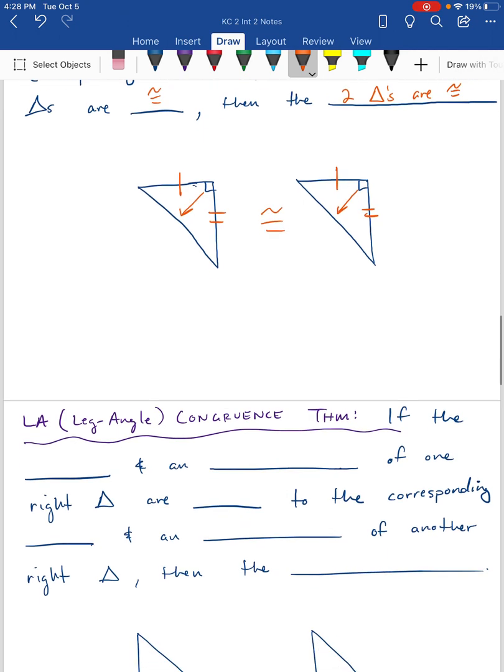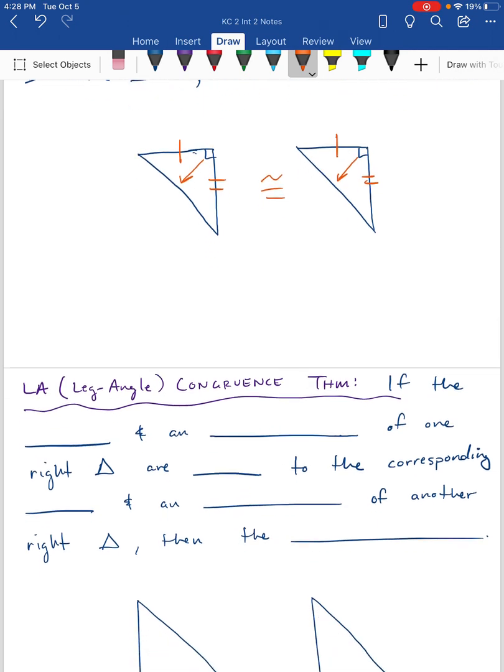And last but not least is the leg angle congruence theorem. This states that if the leg and an acute angle of one right triangle are congruent to the corresponding leg and acute angle of another right triangle, then the two triangles are congruent.